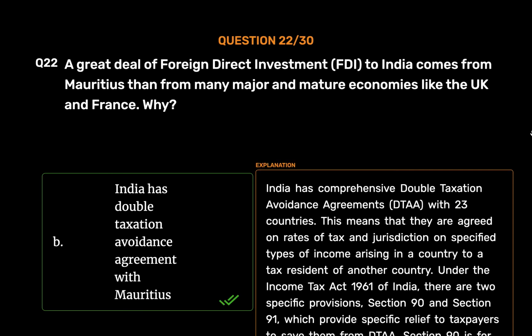India has comprehensive double taxation avoidance agreements, DTAA, with 23 countries. This means that they have agreed on rates of tax and jurisdiction on specified types of income arising in a country to a tax resident of another country. Under the Income Tax Act 1961 of India, there are two specific provisions, Section 90 and Section 91, which provide specific relief to taxpayers to save them from double taxation. Section 90 is for taxpayers who have paid the tax in a country with which India has signed a DTAA, while Section 91 provides relief to taxpayers who have paid tax to a country with which India has not signed a DTAA. Thus, India gives relief to both kinds of taxpayers. Mauritius by itself is a low tax country.